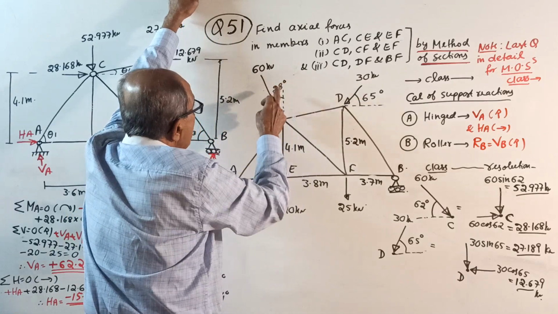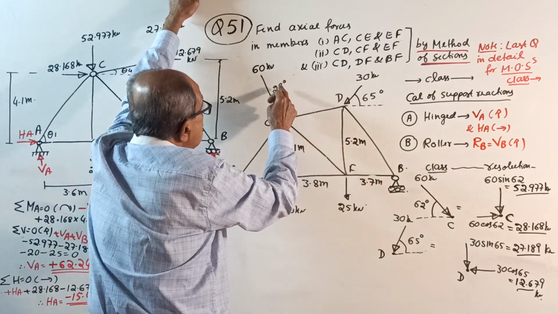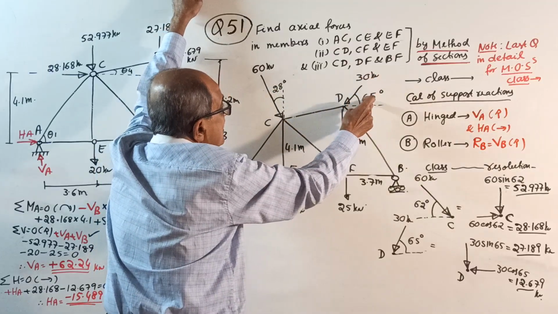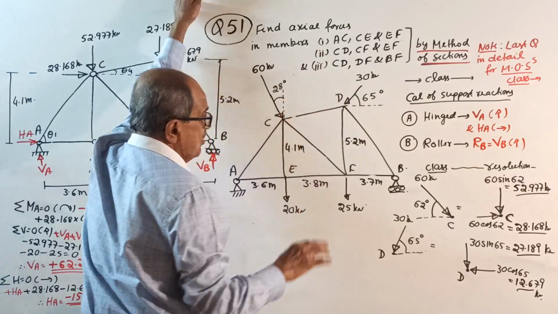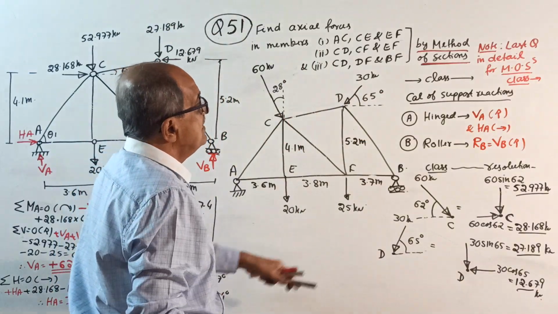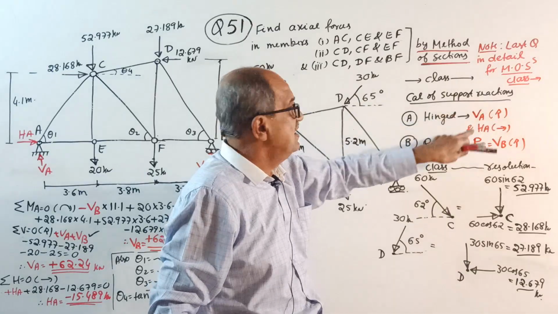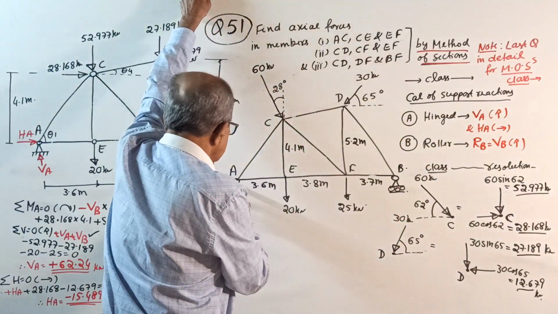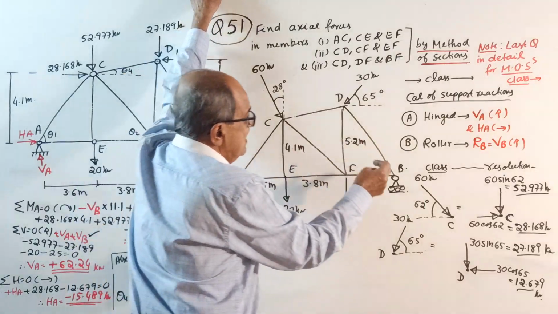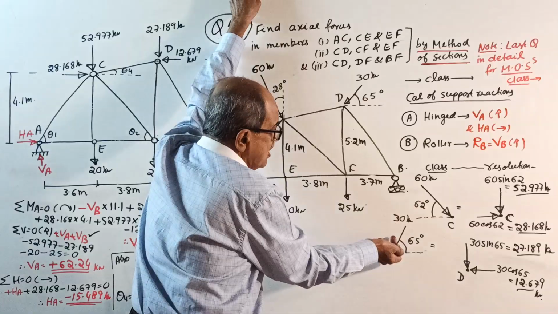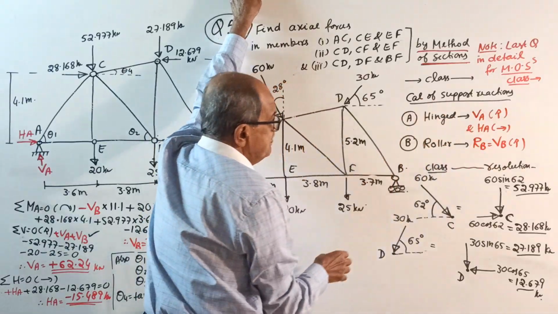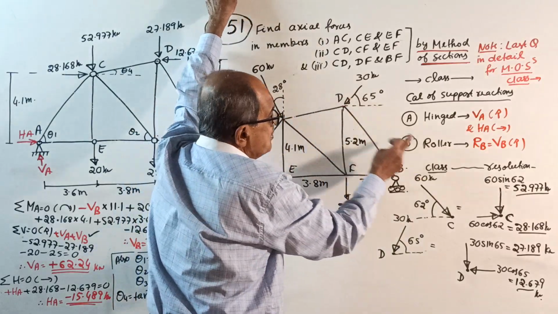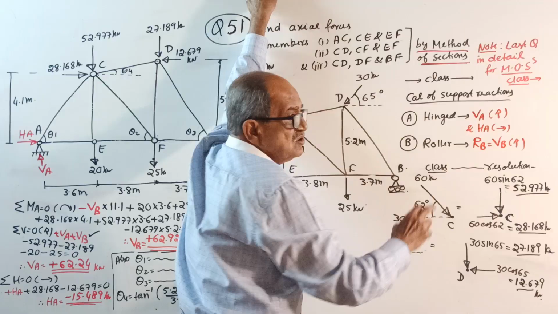60 kN makes angle of 28 degrees with vertical. 30 kN makes angle of 65 degrees with horizontal. Okay. Start. Calculation of support reaction. Usual statement, I will not waste time. Hinge support, vertical, horizontal. Roller support, normal reaction, RB, VB. Now, first write, note. Two inclined forces are there. You write here. So we resolve.